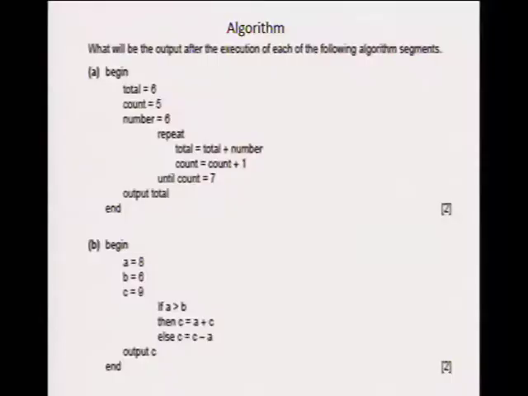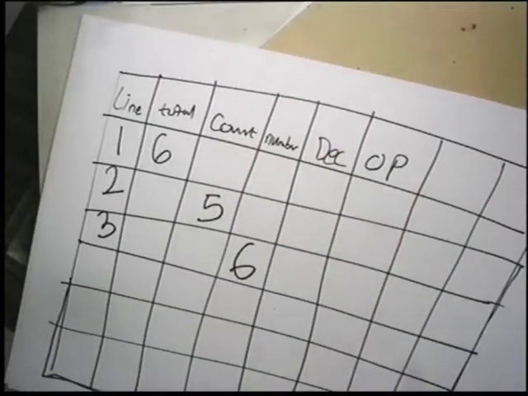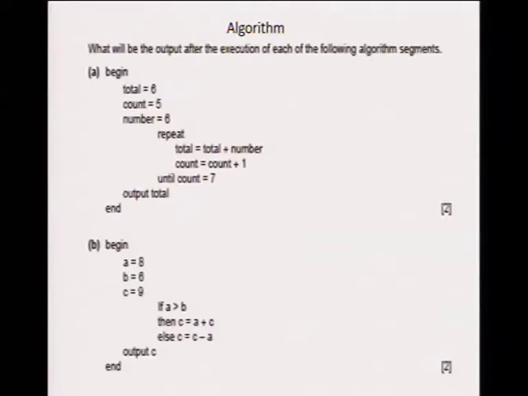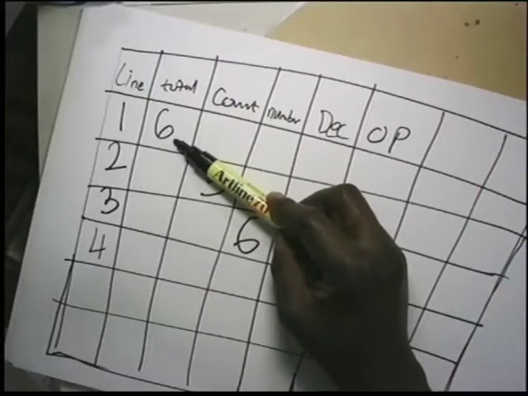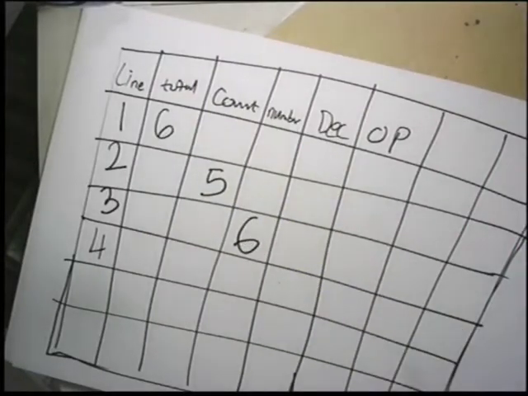2. Count is 5. 3. Number is 6. I'm just putting them under the variable's name. Then you come to 4 now. 4 says total is equal to total plus number. What is total? 6. What is number? 6. So total plus number, 6 plus 6, that is 12. Meaning total is now what? 12.